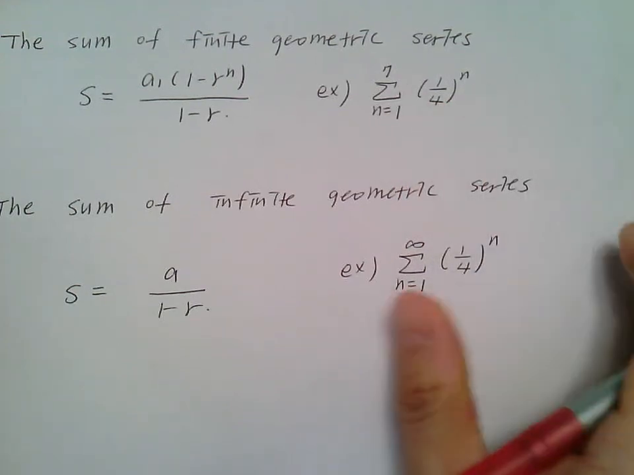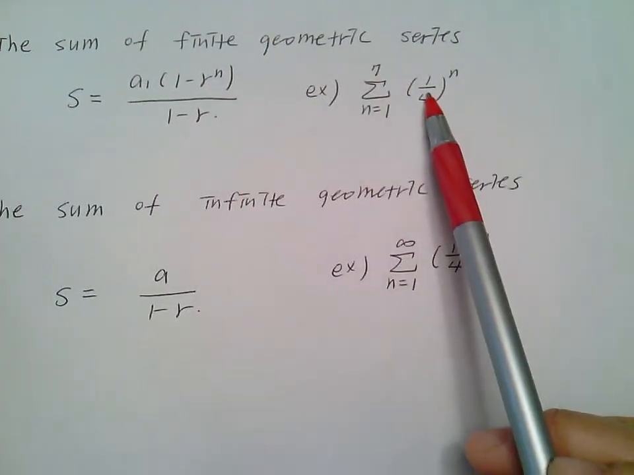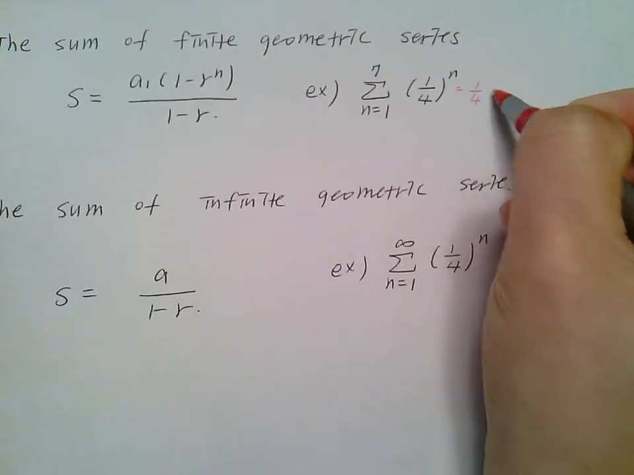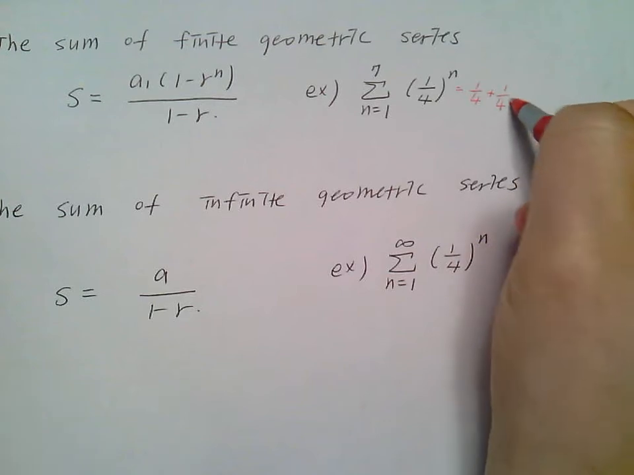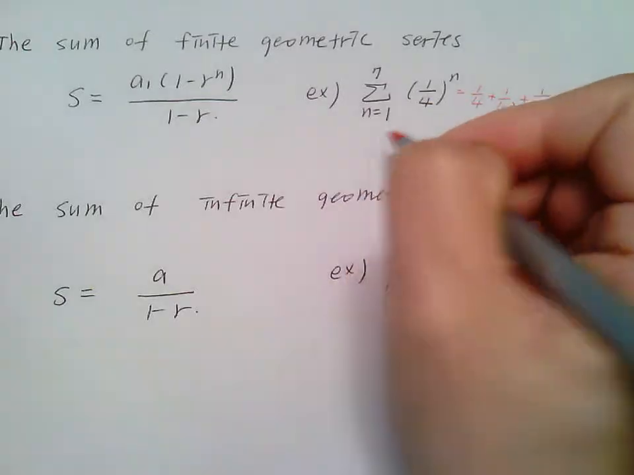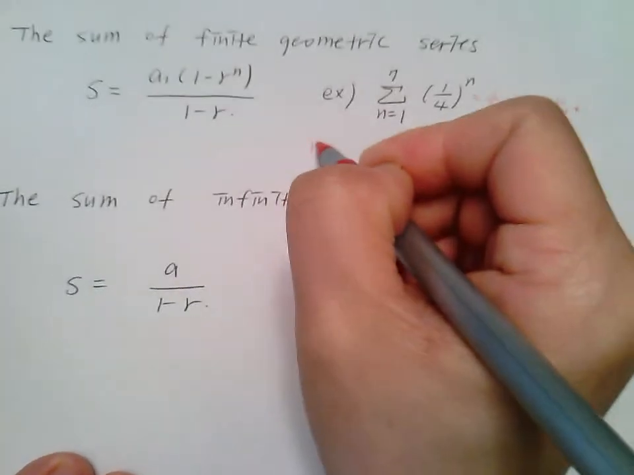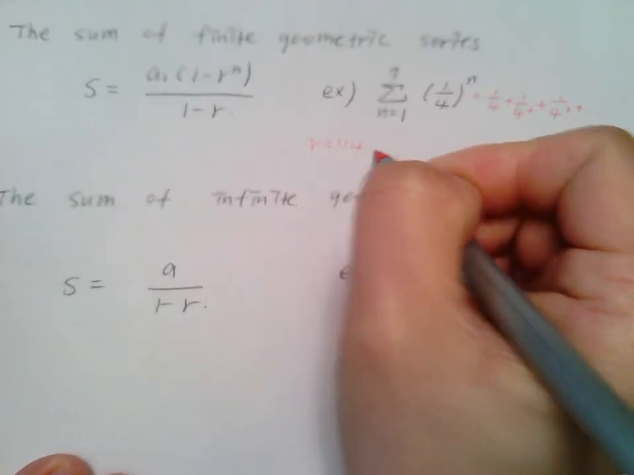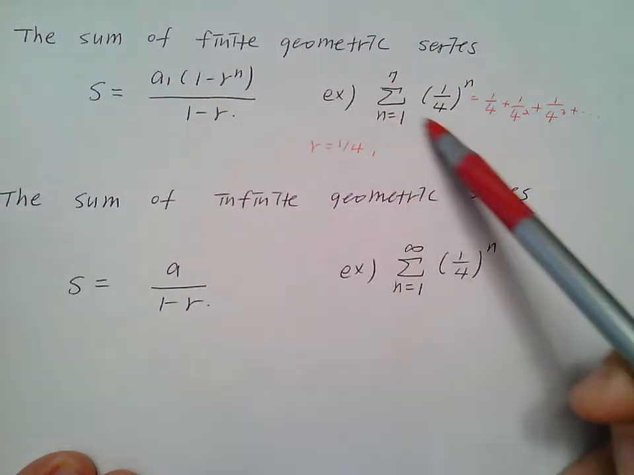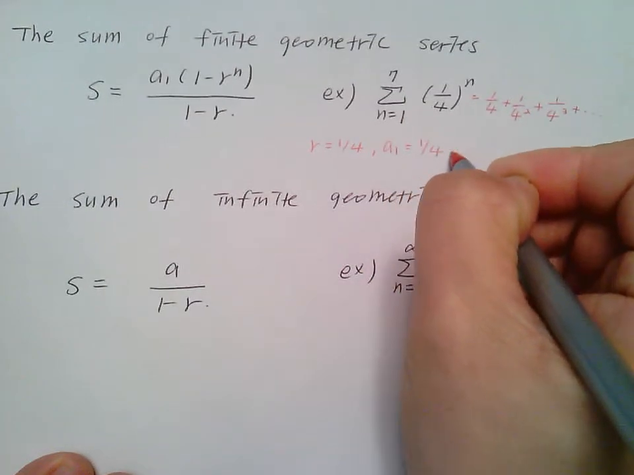So for example, we are given sigma notation starting at 1 to 7 of 1 over 4 to the n. So I find out the a1 and the r. We know this is r to the n, so it looks like 1 over 4 plus 1 over 4 to the second plus 1 over 4 to the third, right? So the common ratio is 1 over 4. At the same time, we need a first term. The first term is 1 over 4, so a1 is 1 over 4.